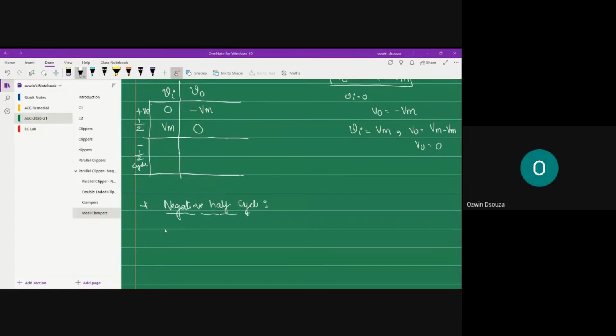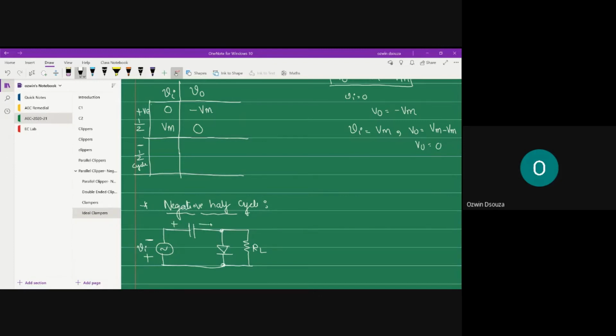Okay. The same circuit, the diode, and the load resistor connected to the input source. Now here the input polarities are reversed, because we are dealing with the negative half cycle. What about the capacitor terminal?